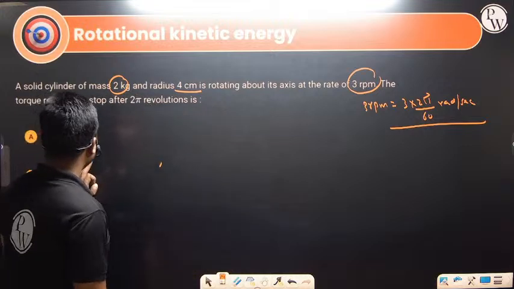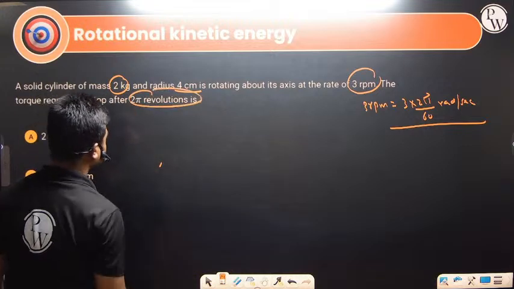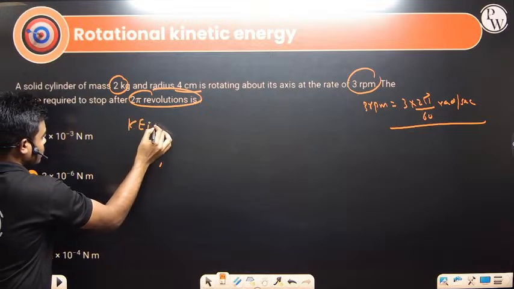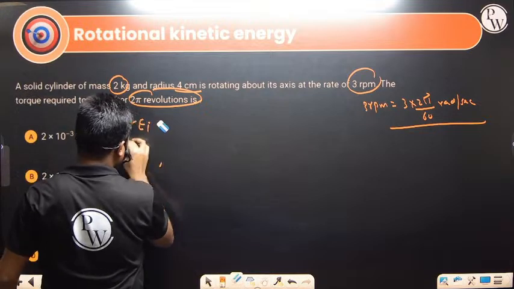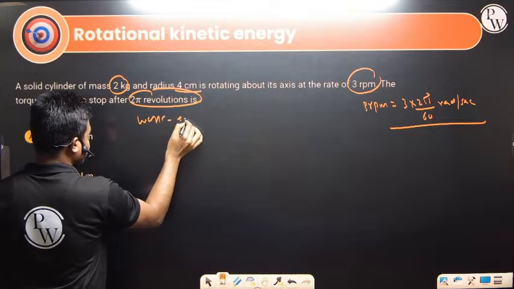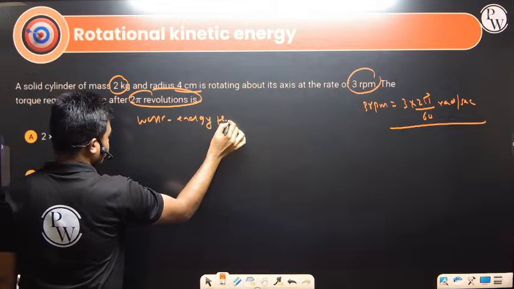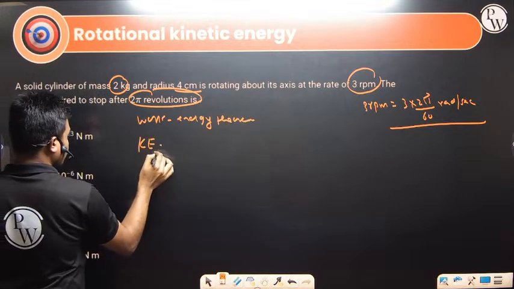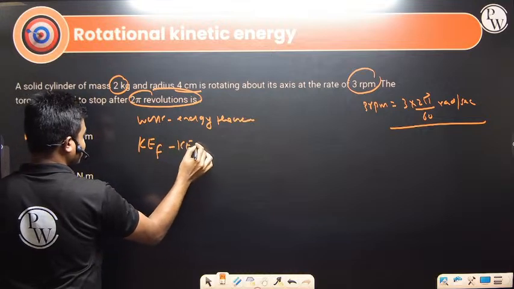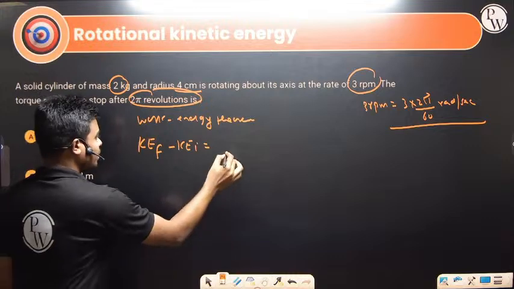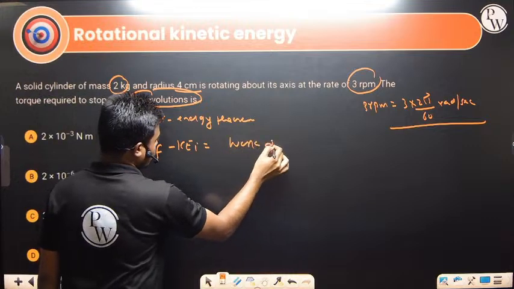The torque required to stop after 2 pi revolutions. So what is the initial kinetic energy? What is the final kinetic energy? We can note down the work energy theorem. Here we can apply it: kinetic energy final minus kinetic energy initial is equal to the work done by the torque. And what is the work done by the torque?